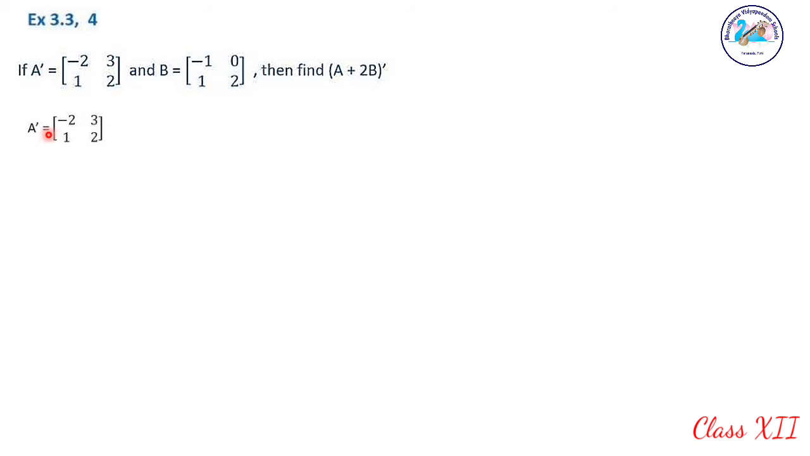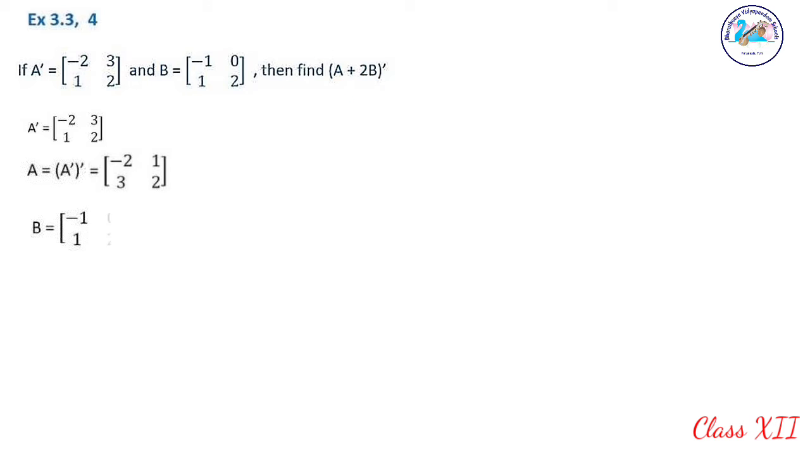So A transpose is matrix minus 2 3 1 2. That means A is equal to A transpose the whole transpose. This is a property we apply. Here A is equal to A transpose the whole transpose. So A transpose is this one. That is, when you take the transpose of this matrix, first row is minus 2 3, that comes as first column. 1 2 is the second row here, that comes as the second column. That is A now, because that is A transpose the whole transpose. That is our A.